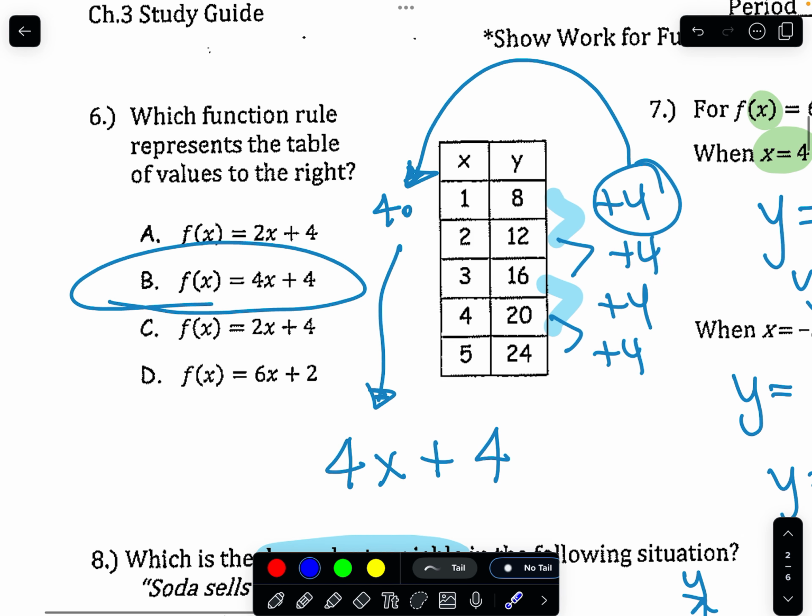On number 6, it asks us to find the function rule, right? Well, we could do process of elimination, or we could just solve it. We check to see what it's going up by, and we can see that it's going up by 4 every single step. So we know that means that it has to be 4 times this, because whatever this value is, it's going to go in front of the x. So then when we put 4 here, we multiply 4 times 1, and what do we have to add to get to 8? Well, we have to add 4, and we can check it like on 4. 4 times 4 is 16, plus 4 is 20. So we know this is the correct function, which we find right here is B.